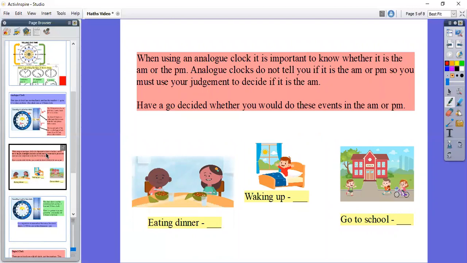So when using an analog clock, it is important to know whether it is the AM or the PM, because analog clocks don't tell you if it's the AM or the PM. You need to use your judgment.